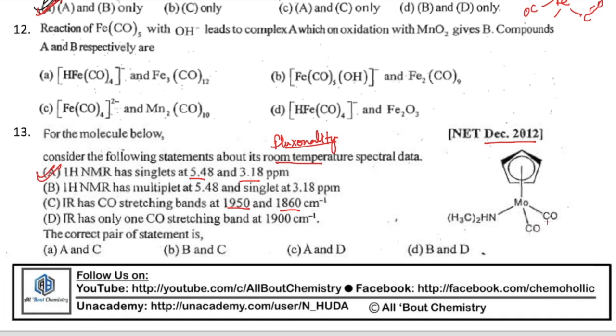That tells you that these two carbonyls are different. They are not equivalent. Obviously these are different carbonyls, because you cannot interchange them by changing these two groups, right? The groups are different. So this is near to this, so it will have a different carbonyl frequency. This one will have a different carbonyl frequency. So the IR frequency for both of these carbonyl groups is going to be different. So the IR has CO stretching bands at 1950 and 1860 respectively. So the correct answer will be A and C. So A and C is the correct pair of answers.